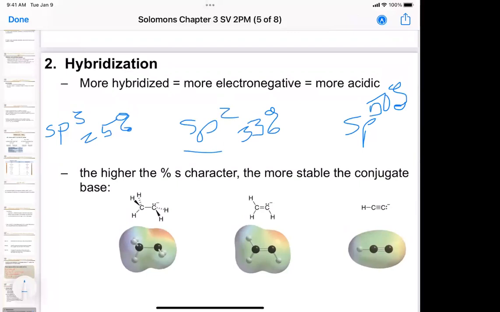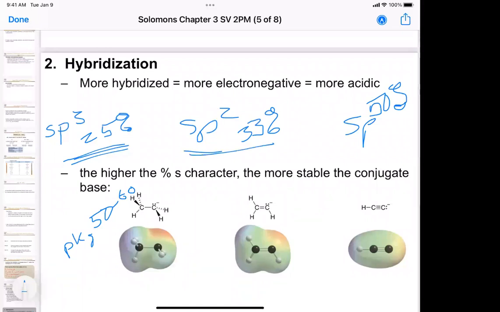Okay, so how does that go along with our pKa's? Well, it turns out that your 25% s character has the pKa 50 to 60. So that's a really weak acid. Very, very super, super weak. Okay, so it wants to hold on to that hydrogen really, really strongly.